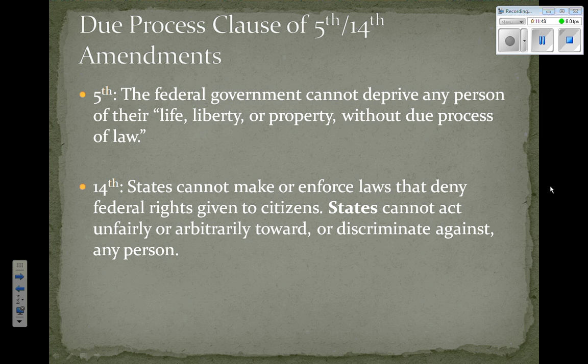So that's significant. The 14th Amendment is going to be extremely, extremely important for us as we study the judiciary and the civil rights, civil liberties. The 14th Amendment is important because it applies the due process in the Fifth Amendment to the states, which makes the state legislators have to change their laws and change their court systems and their procedures to match it.